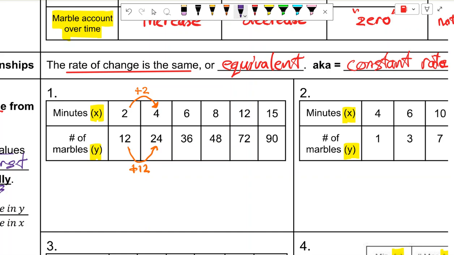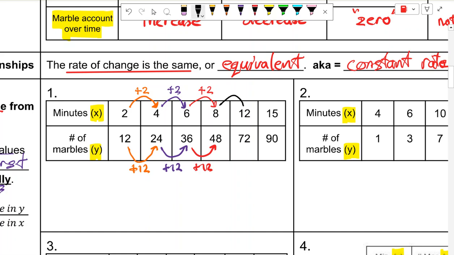On the next one, we'll look again. What's the difference between 4 and 6? It's plus 2. And 24 to 36, again, is plus 12. Then we'll do another one. 6 to 8 is another plus 2. And 36 to 48 is another plus 12. Then we'll do another one.